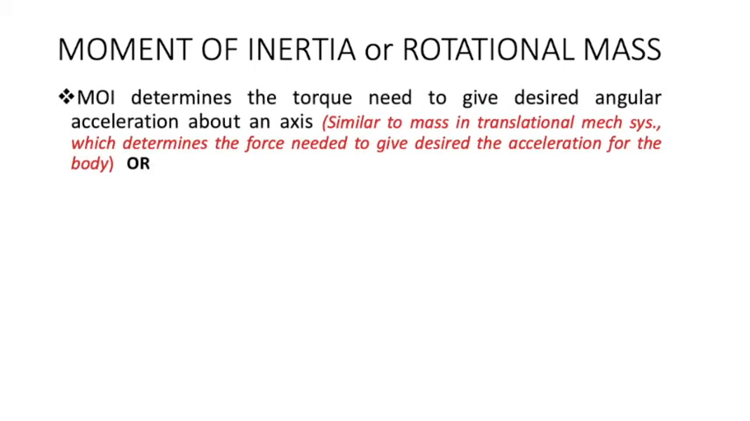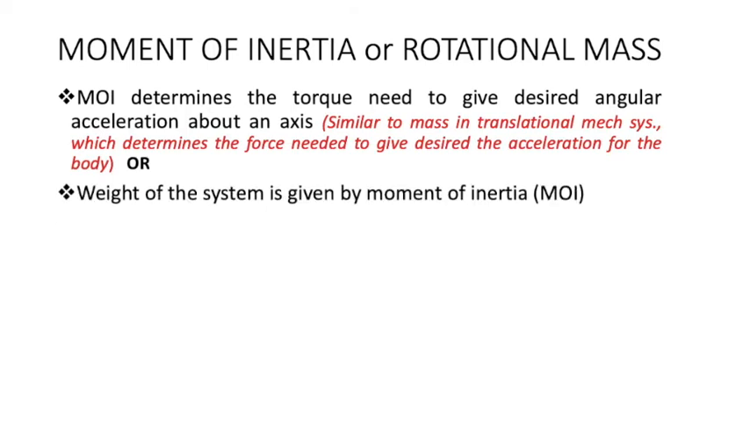The moment of inertia or rotational mass. This moment of inertia determines the torque which is needed to give the desired angular acceleration about an axis. When comparing with the translational system, the mass in the translation system determines the force needed to give the desired acceleration for the body. So here we have torque which helps to give the desired angular acceleration about an axis. It also gives the weight of the system.